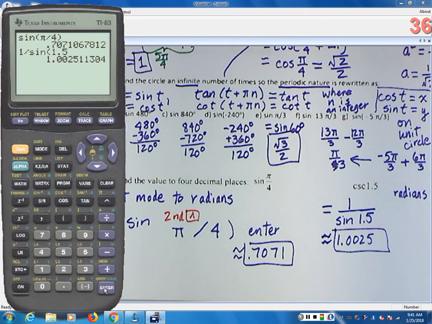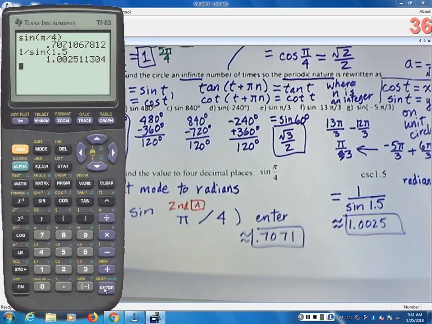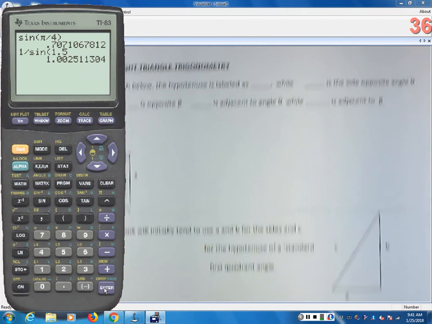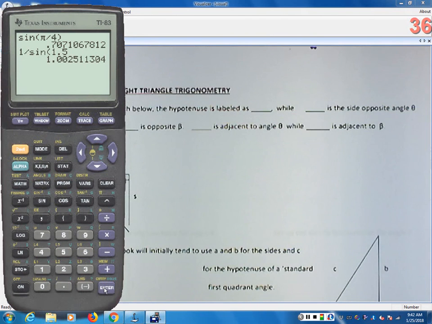Okay, so that's how you use your calculator. Make sure you're in the right mode. That's the end of 4.2. But I did go slower. All right, I'm going to stop this.